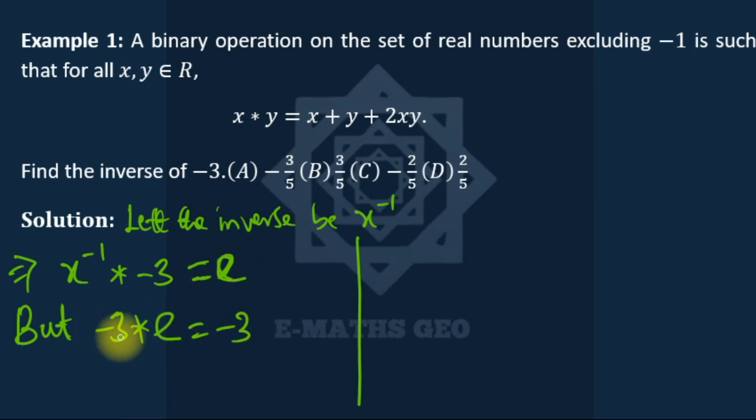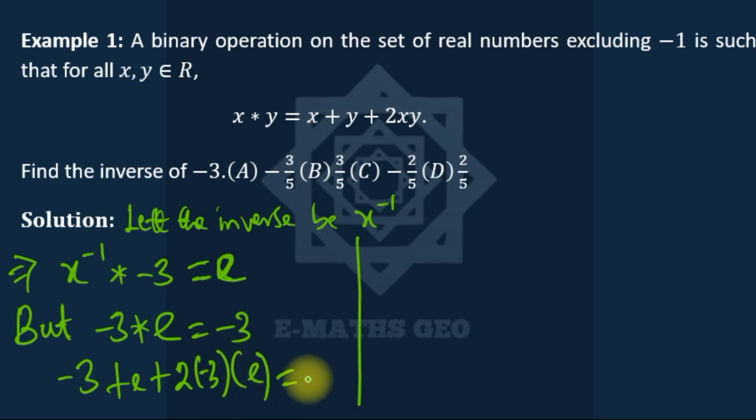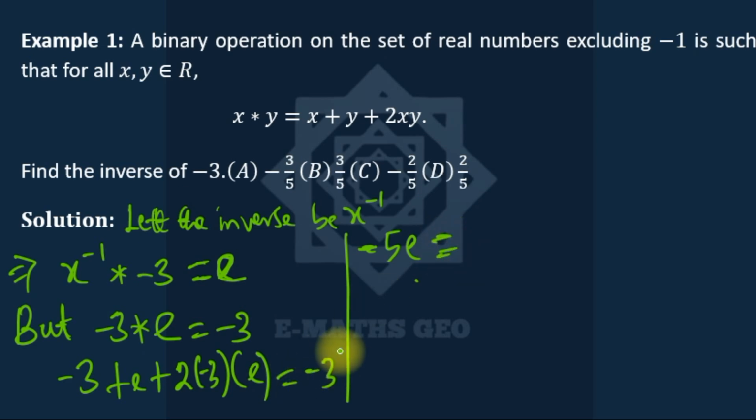So let's continue. Minus 3 asterisk E. We use the definition here, which is minus 3 plus E plus 2 times minus 3 times E will give us minus 3. So we'll continue. This is minus 6, this is minus 3. Minus 3 cancels minus 3. This is E minus 6E. E minus 6E is minus 5E, equal to, remember we've cancelled, so we're left with 0, which implies that E is 0 over minus 5, which is 0.